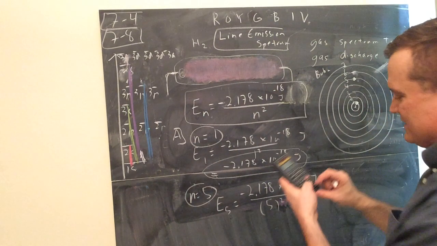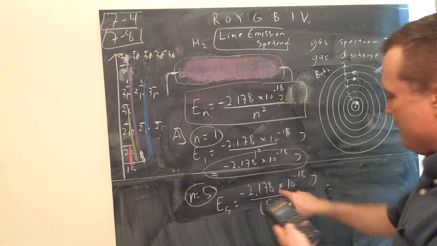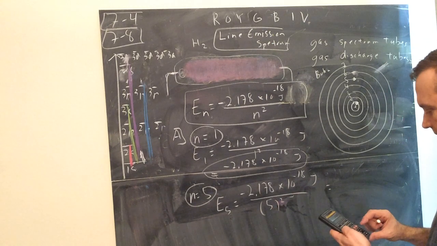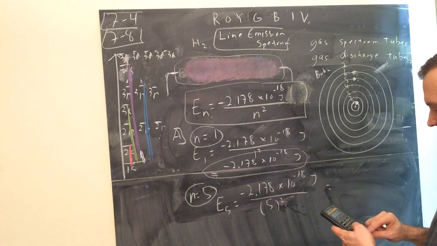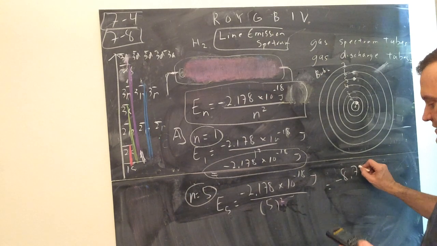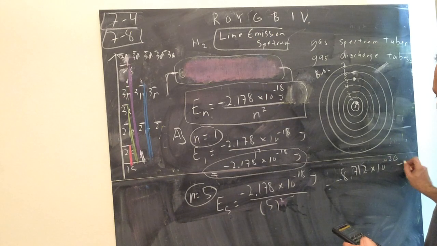I need some photons of light to power this calculator. Okay, 2.178 × 10^-18. Oh, by the way, yeah, I had it right. Divided by 25 is negative 8.712 × 10^-20 joules.